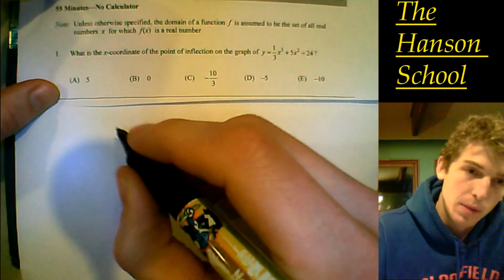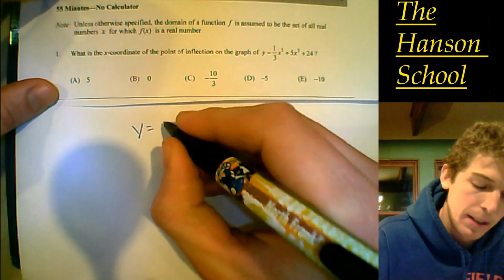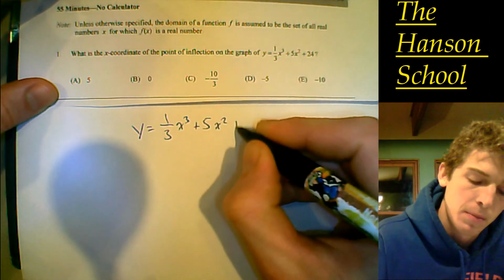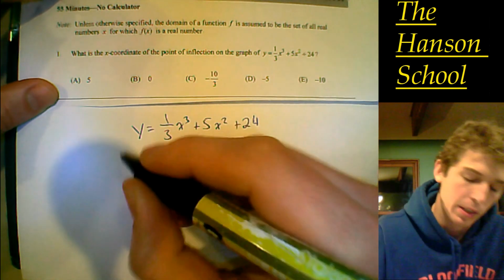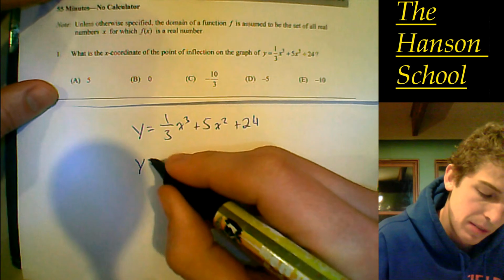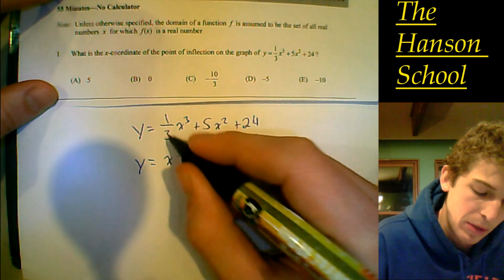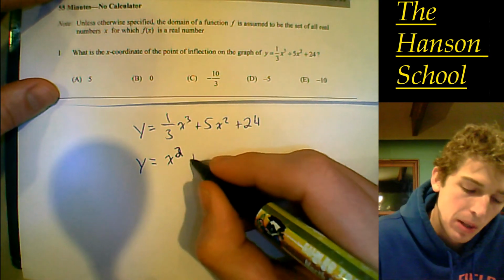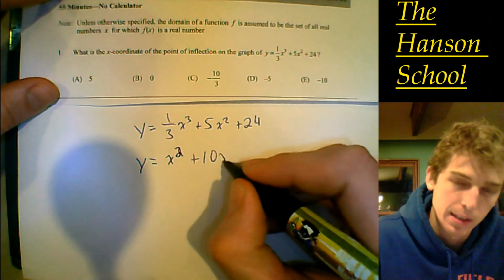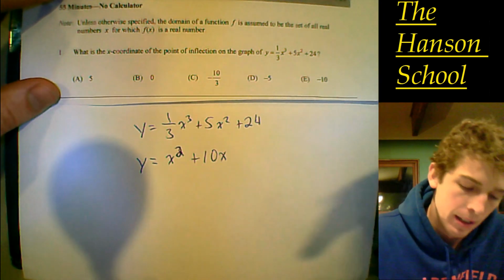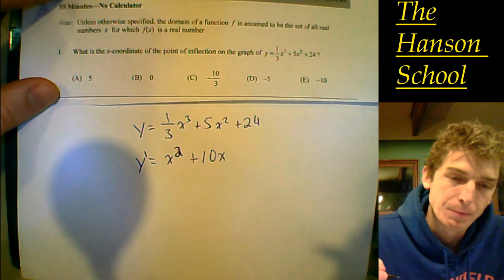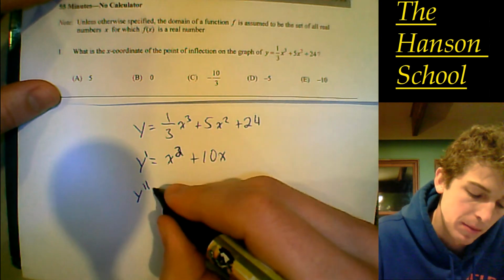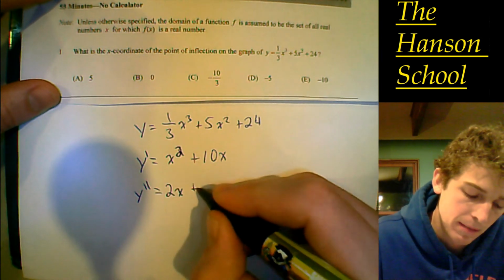So let's do it. Let's just take our derivative. Well, we have y equals, I'm going to rewrite it, 1/3 x cubed plus 5x squared plus 24. Well, let's take the derivative. This is going to be y equals x squared. It'll be 3/3 x squared. I don't know why I wrote x cubed. There you go. y equals x squared plus 10x. The derivative of a constant is 0, so okay, great. And that's your y prime right there. Now let's take a peek at y double prime. All right, that would be 2x plus 10.